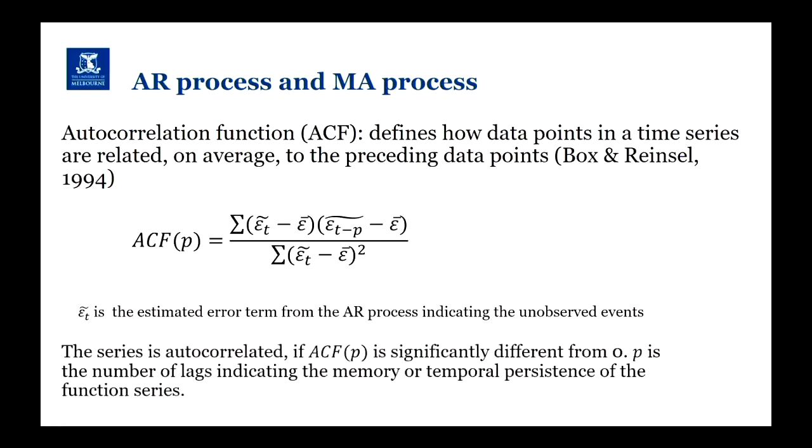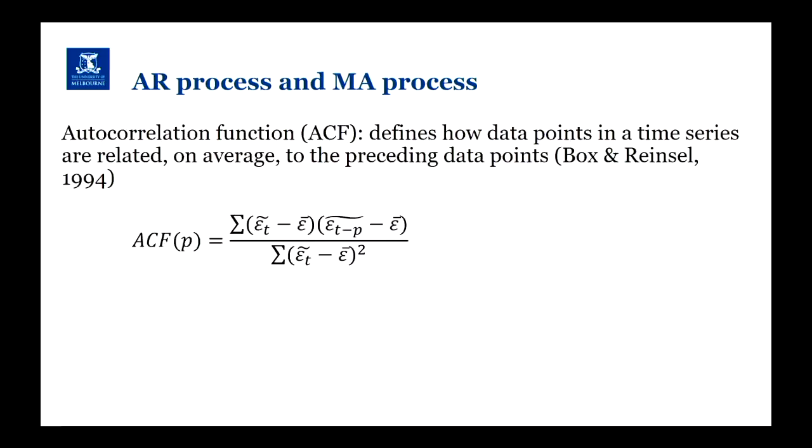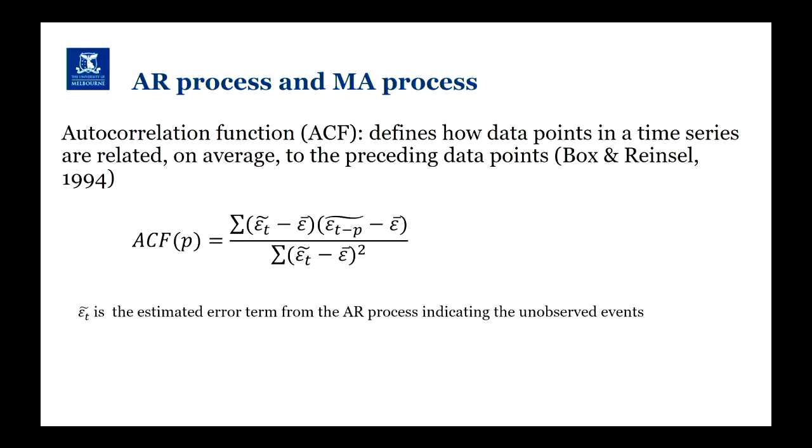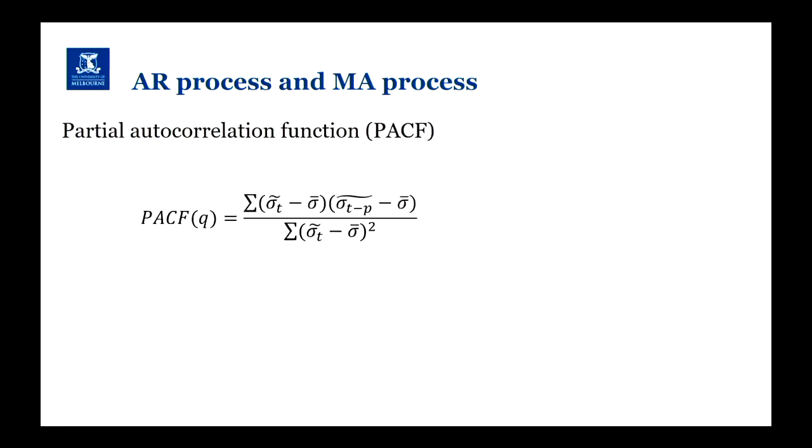And if the ACF, or the autocorrelation function, is significantly different from 0, we will see there is an autocorrelation. So if there is no autocorrelation, we will see the error terms are not correlated with each other. So that's why we have to calculate the ACF for the AR process. And again, we can also calculate in a similar way for the MA process, which is called the partial autocorrelation function.